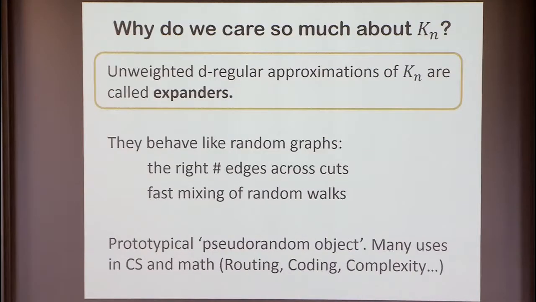And why am I beating this complete graph to death? Why do I care so much about sparsifiers of the complete graph? Well, unweighted approximations of the complete graph are also called expander graphs, which you've heard Luca talk a lot about.